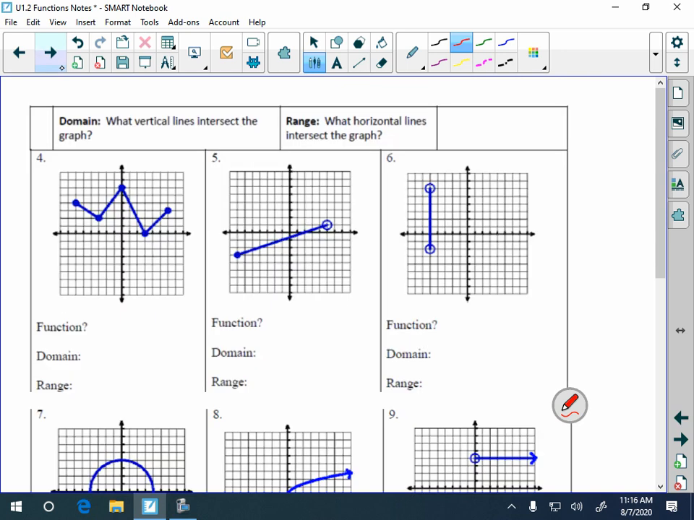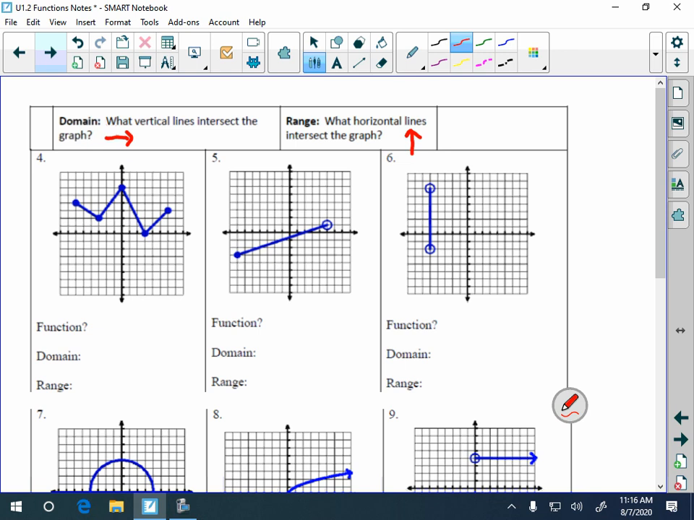All right, so again, at the top, for the domain you're looking at what vertical lines are going to intersect the graph, and you're always going to move left to right when we talk about domain. It's always left to right, kind of like when we did interval notation. You're going smallest number to biggest number when you write it. Range, we're always starting at the bottom and going up to the top. We state our range.